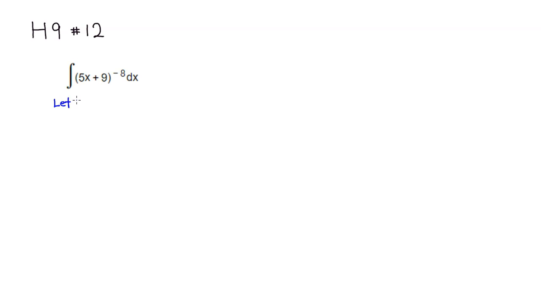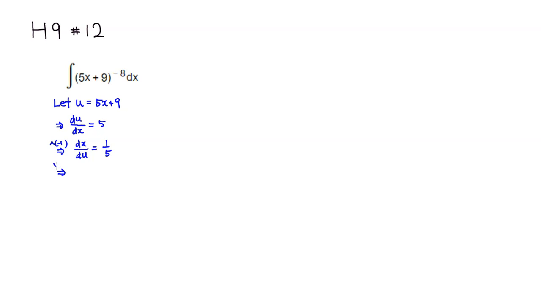Let u be 5x plus 9. Then go through the usual drills. Take the derivative of u with respect to x. You get 5, right? And then take the reciprocal of both sides. So you have dx over du, which is equal to 1 over 5.